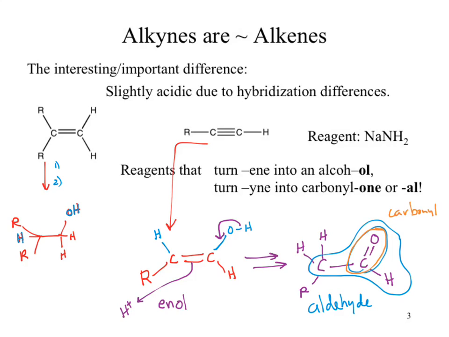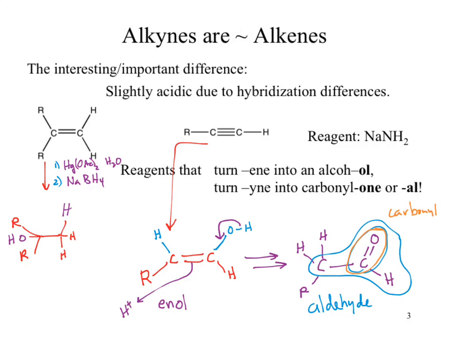Instead of BH3, I now want to add my mercury acetate in the presence of water. And I'll follow that up with sodium borohydride. What would that do to my alkene? Hydrogen's least substituted. Alcohol's most substituted. All right? Seen that one before.